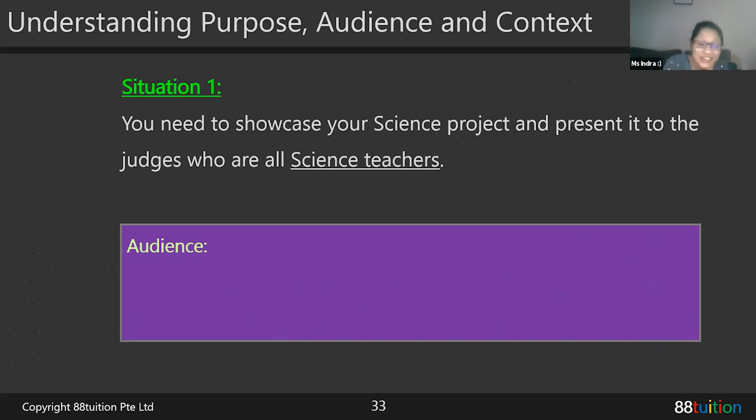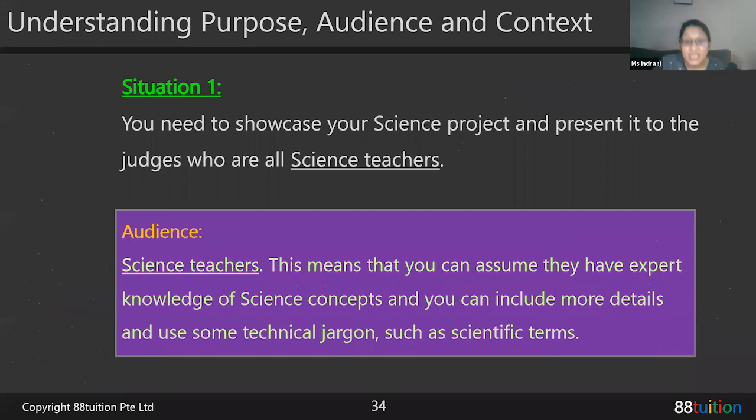Yes, science teachers, you're right. Thank you very much, Aisha, and thank you, Natalie. You're right, Amos. In a way, they are serving as judges, but primarily they are science teachers. So how does this impact what you're writing? This means you can assume they have expert knowledge of science concepts. As a science teacher, you have to have expert knowledge, right? And you can include more details and use some technical jargon and scientific terms, more so than with you and me, basically.